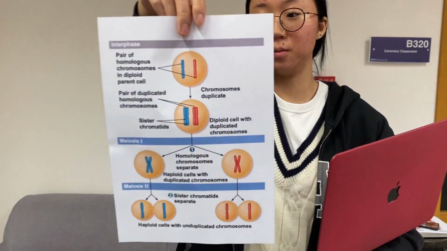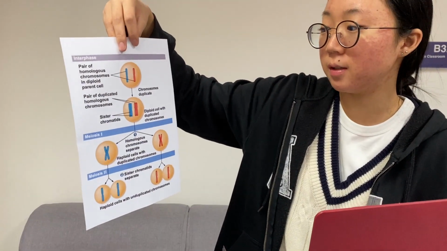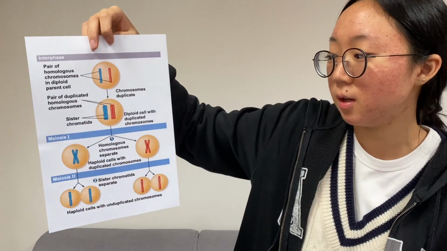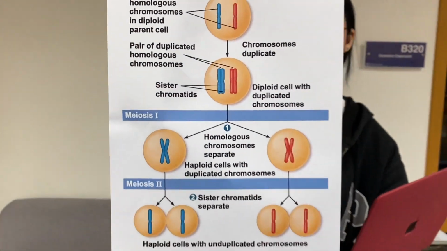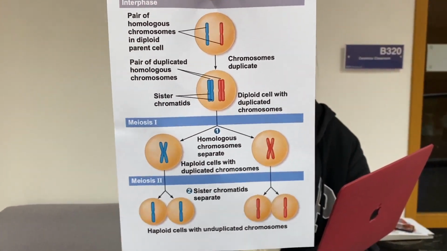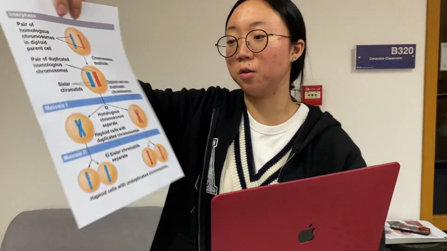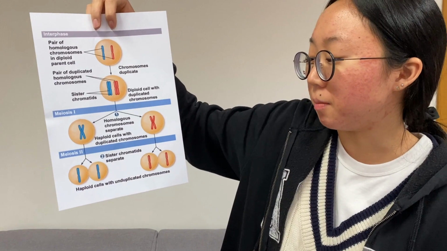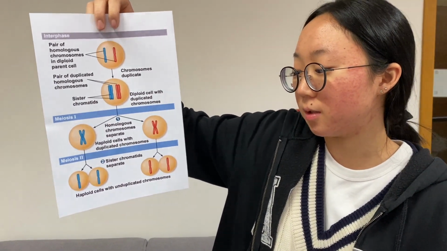First, in interphase, pairs of homologous chromosomes in the diploid parent cell are duplicated. As you can see, there are two homologous chromosomes and a total of 4 sister chromatids. Then in meiosis 1, homologous chromosomes separate, and in meiosis 2, the sister chromatids separate.